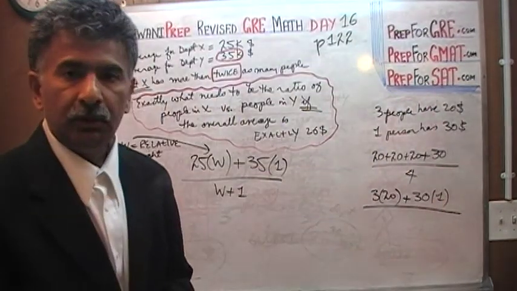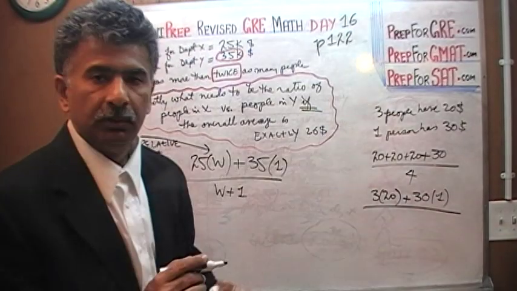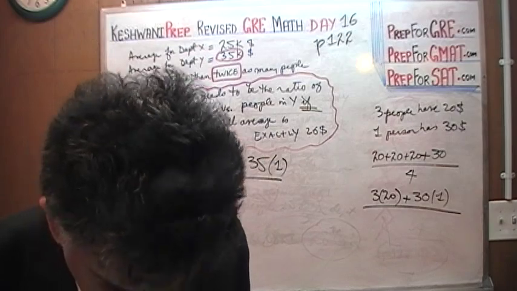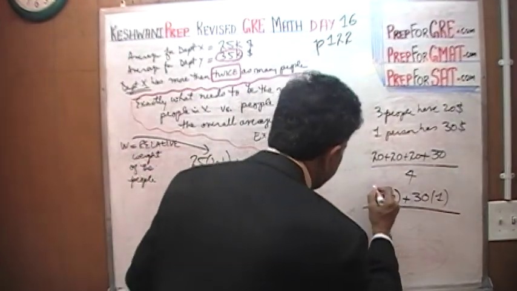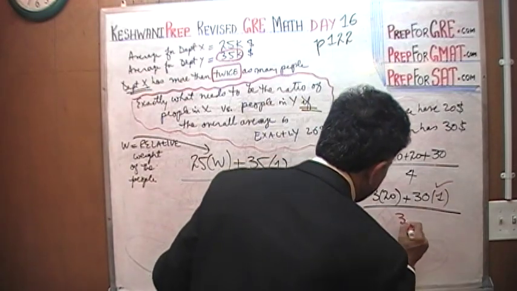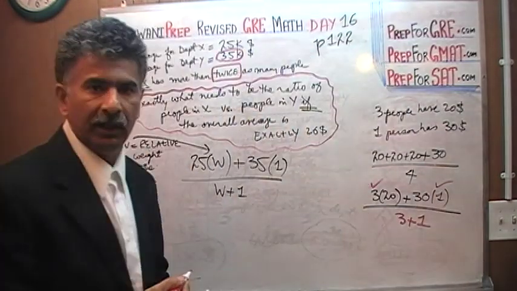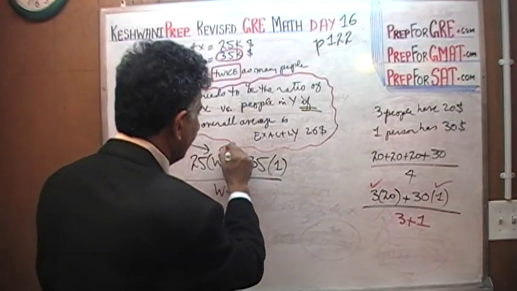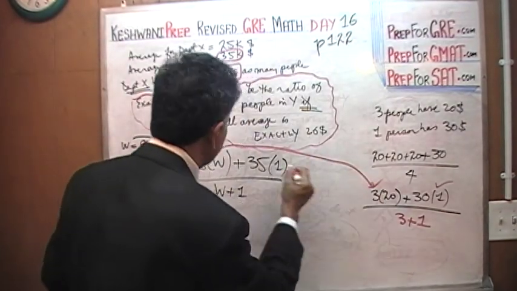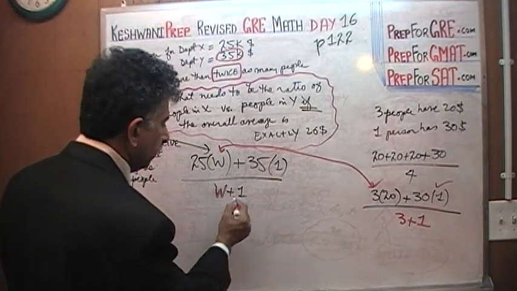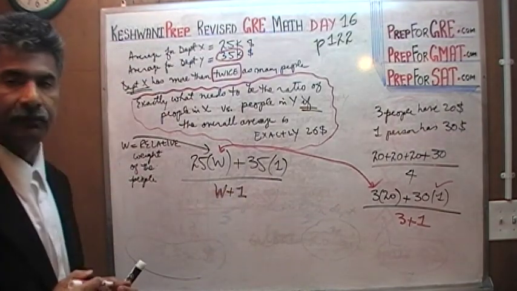Over the total number of people in the entire group. How many people in the entire group? Well, let's see. In this example, we have 3 people here, and we have 1 person here. 3 plus 1. Voila. This 3 here is your W. So there you go, W plus 1. That's the overall average.